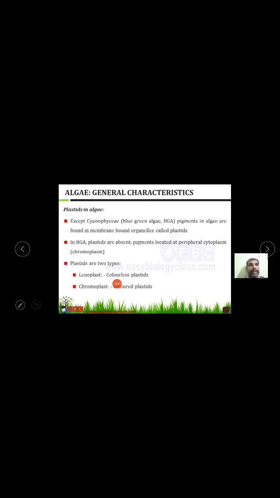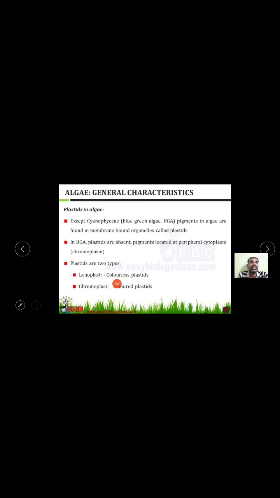Next, the plastids in algae. Except in the cyanophycean members, the blue-green algae, the pigments in algae are found in membrane-bound organelles called plastids. These are very important plastids which carry the pigments. In BGA, the plastids are absent. This is very important for MSc.